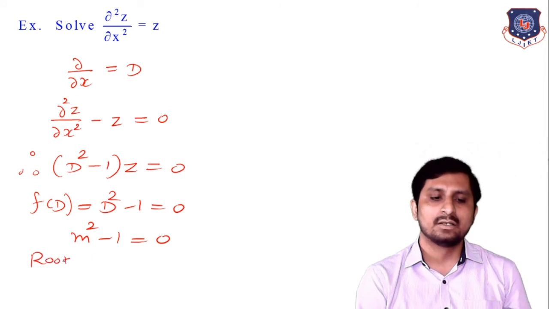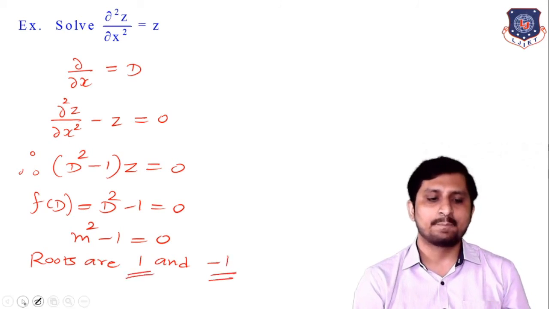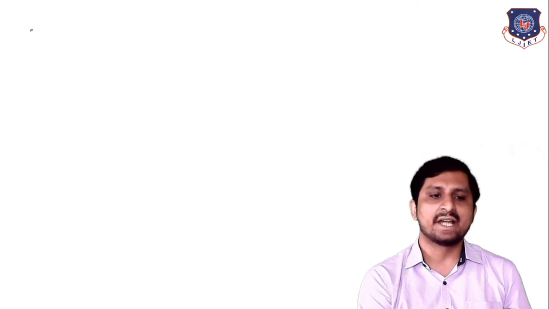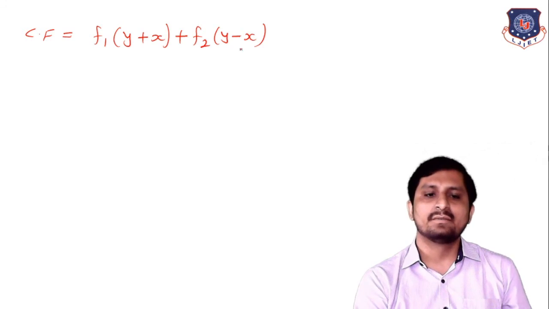So the roots are 1 and minus 1, because m square minus 1 can be written as (m minus 1) into (m plus 1). Both roots are different, so apply case 1. That's why the complementary function is f1(y + m1x). But what is m1? m1 is 1. So f1(y + x) plus f2(y minus x).